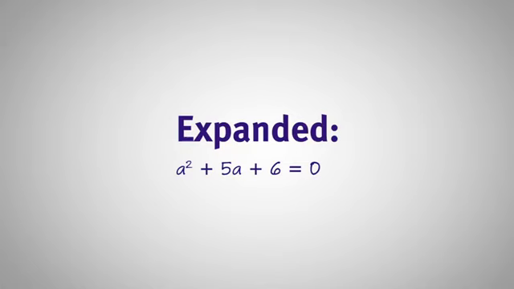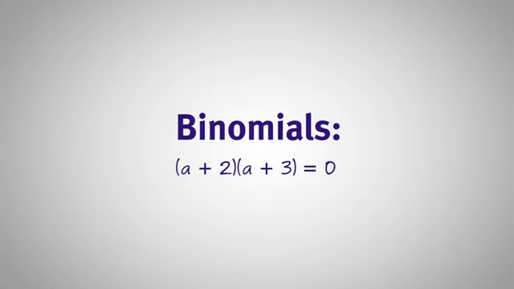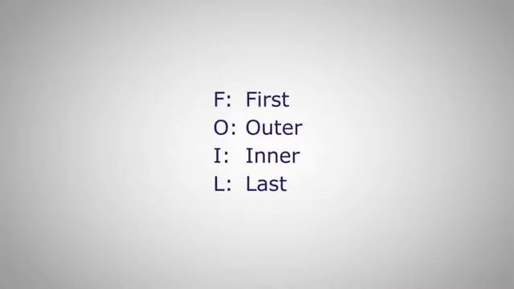On test day, quadratic equations are going to appear in two forms. Expanded, so for example, a squared plus 5a plus 6 equals 0, or in binomial form, the quantity of a plus 2 times the quantity of a plus 3 equals 0. Many of the test questions are going to ask you to convert from binomial form to the expanded form. The way that we're going to do that is by using the acronym FOIL.